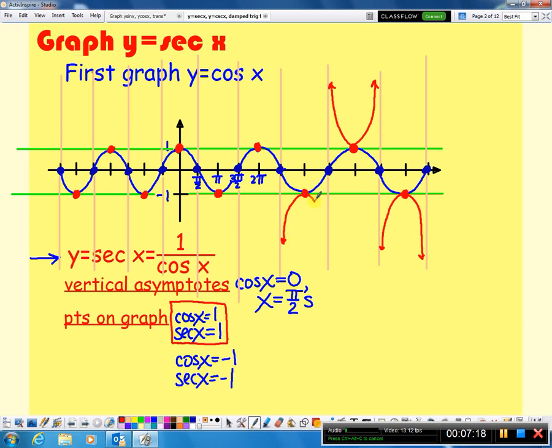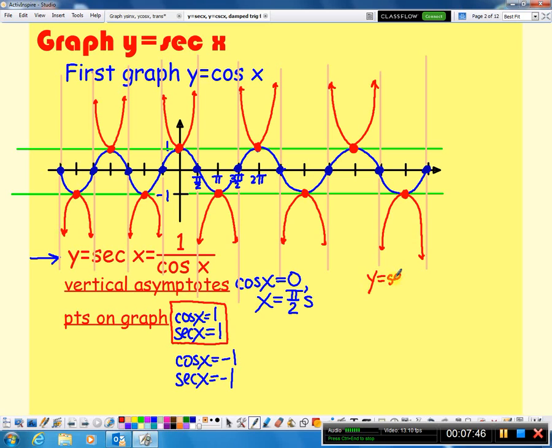So once I get that pattern, then all I have to do is go to every max and min on the cosine graph and attach one of these parabola-like shapes, and the red parabola-like shapes as a whole form the secant graph. So notice y equals secant x has no x-intercepts, no roots, okay?